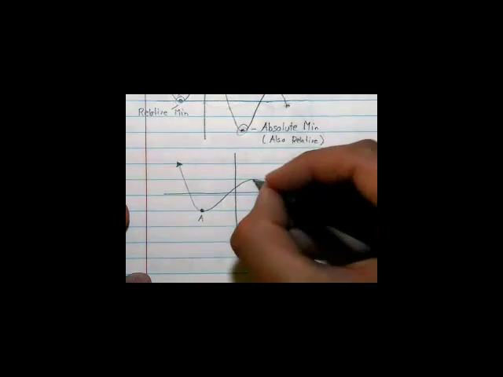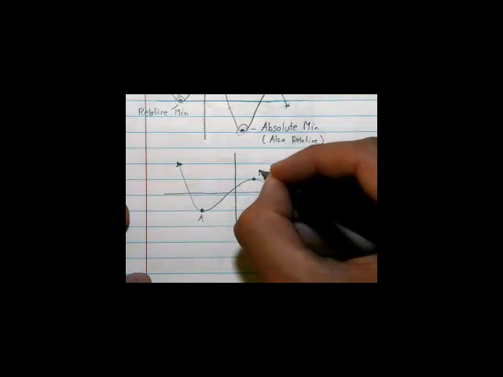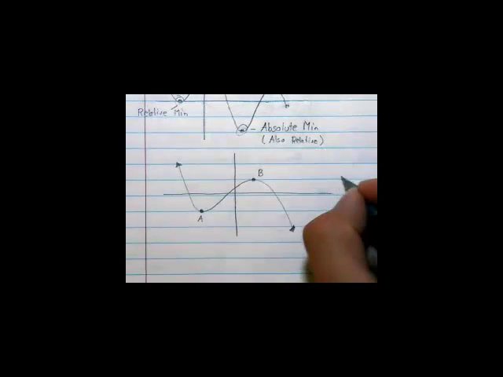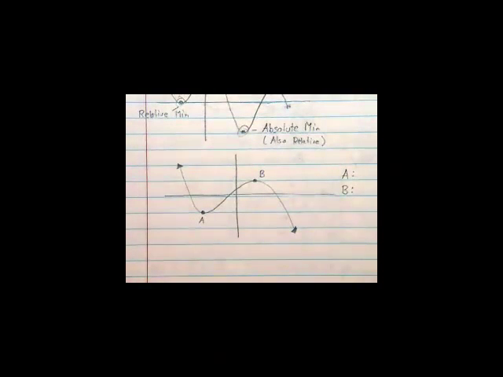Call that point A. Call that point B. So what is A and what is B in terms of relative versus absolute maxes or mins? So take a minute and try and reason that out. What do we got?